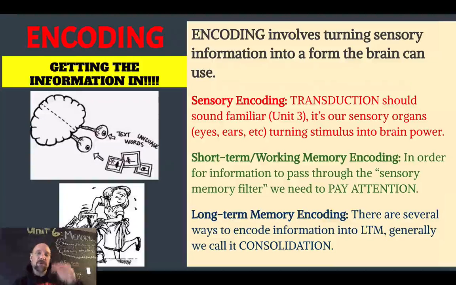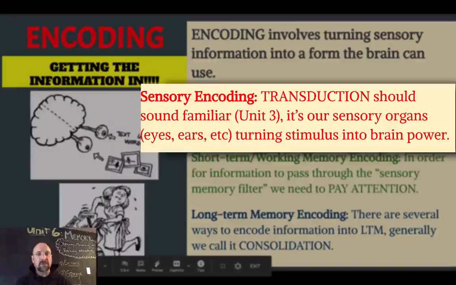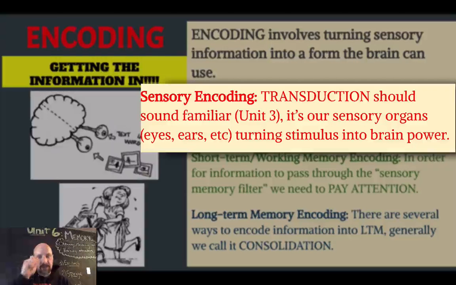And I said we're going to build on parts of our course, and this is really a great example. How do we get information from our environment into our mind? We need to sense it. So go back to Unit 3 and talk about transduction, right? If I'm going to see something on this computer screen, that light energy is going to enter my eye. We talked about that whole process of how the eye allows light in, focuses light, and then turns it into brain power, and that's called transduction.